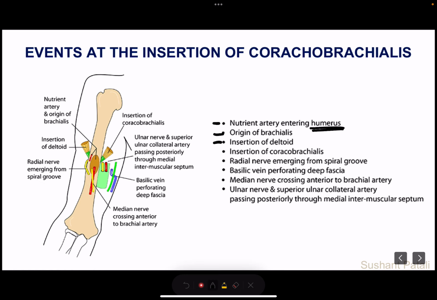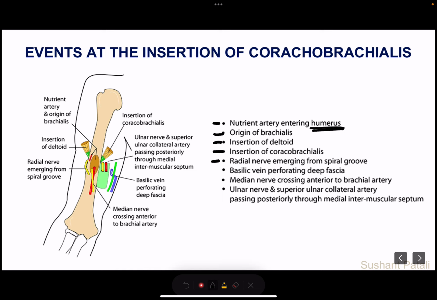We have the insertion of the deltoid muscle to the deltoid tuberosity. We have the insertion of, of course, the coracobrachialis muscle, and we have the radial nerve emerging from the spiral groove. Right, from the axilla, the radial nerve passes through the lower triangular space, and then it enters the spiral groove, and later it pierces the lateral intramuscular septum. So before it does, it lies in the spiral groove, and it emerges from the spiral groove at the level of insertion of the coracobrachialis muscle.